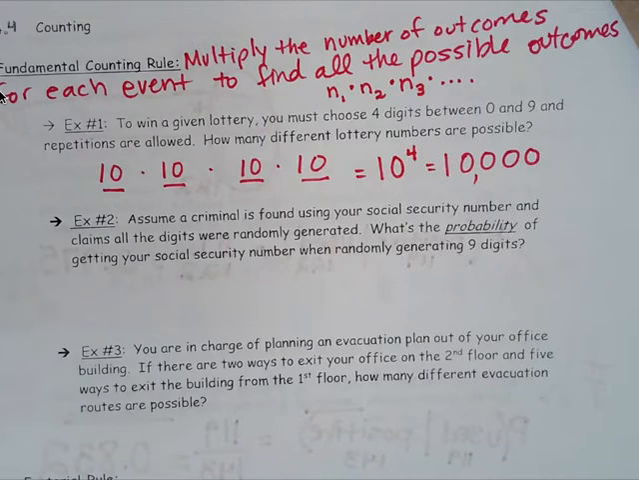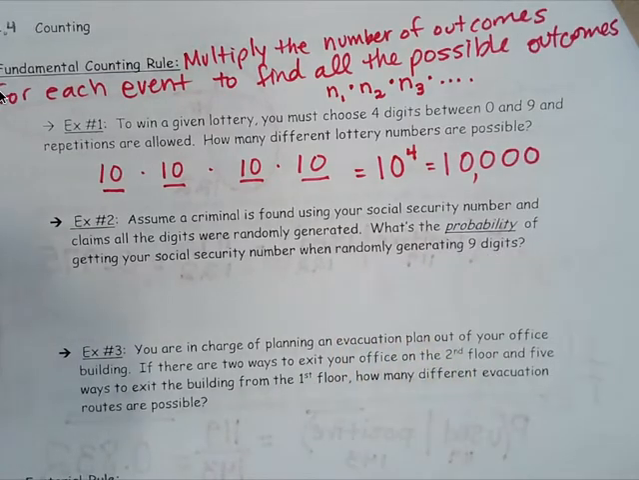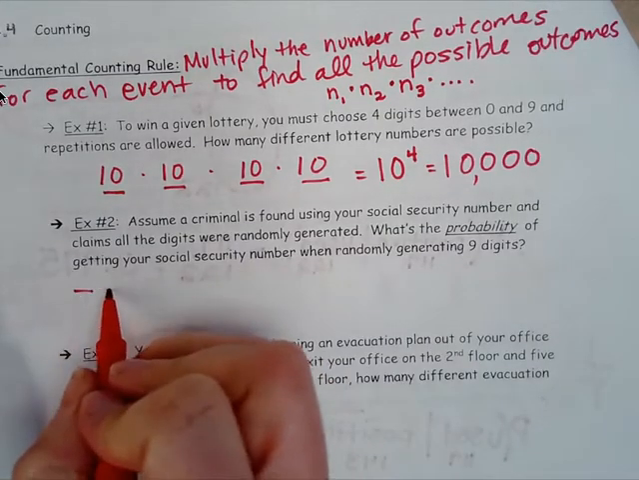Example 2, assume a criminal is found using your social security number and claims all the digits were randomly generated. What's the probability of getting your social security number when randomly generating 9 digits? So the digits can be repeated. So you have 1, 2, 3.